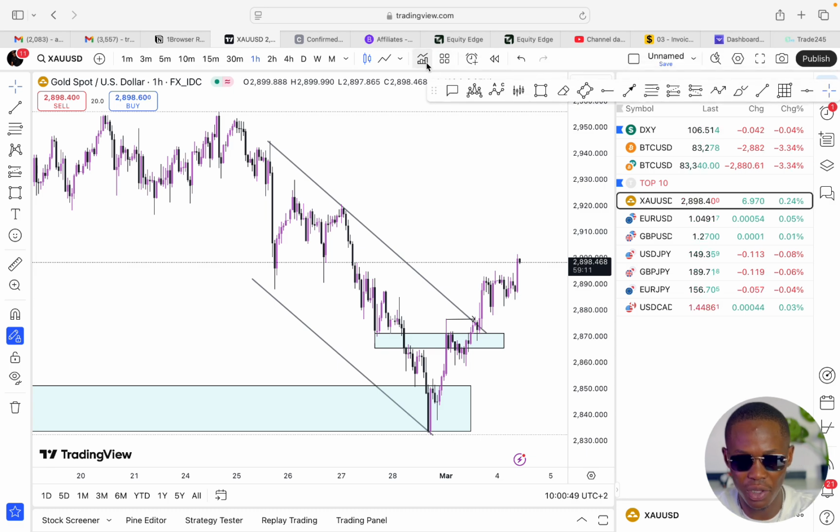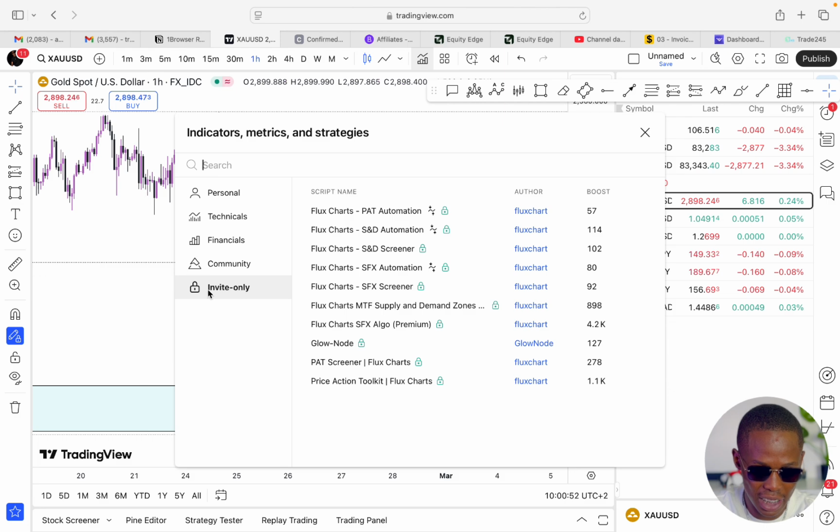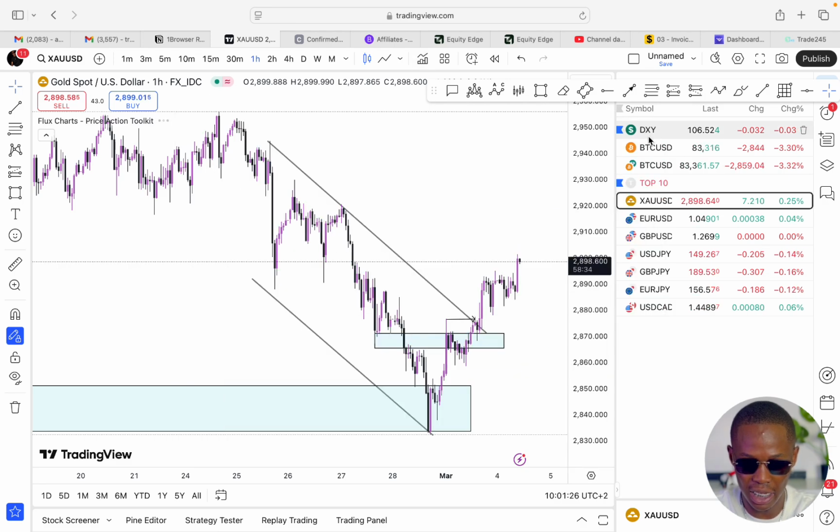As you can see, you come here on TradingView at the top, and then as I click here on invite-only, you can see, guys, Flux Charts this, Flux Charts that. But we're going to be focusing on three. We're going to focus on the price action tool, the Flux Charts SFX algo, which is premium, and also the one for supply and demand. Bear in mind, each one plays a role in how you trade. So we know the price action toolkit is one thing we should start with first. So we're just going to click and apply it and then get out of here.